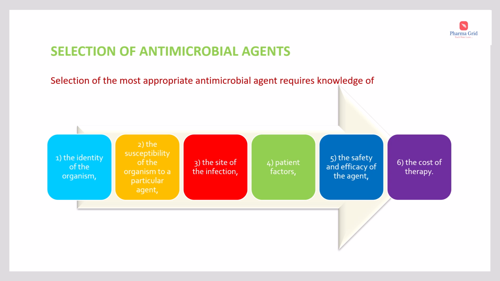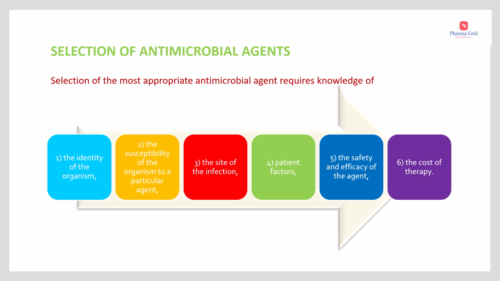Now we will see about the selection of antimicrobial agents. What are the factors that should be considered in order to select the most appropriate antimicrobial agent? First and foremost is the identification of the organism. We need to identify the organism appropriately, then only we can choose the appropriate antibiotic. Then the second one is the susceptibility of the organism to a particular agent. You all might have heard about the culture and sensitivity test. Here we are mainly assessing whether the particular microorganism is sensitive or resistant to a particular antibiotic. Based on that only we need to choose an appropriate antibiotic.